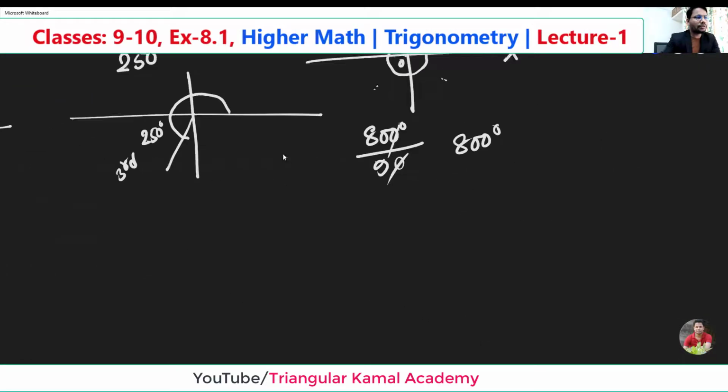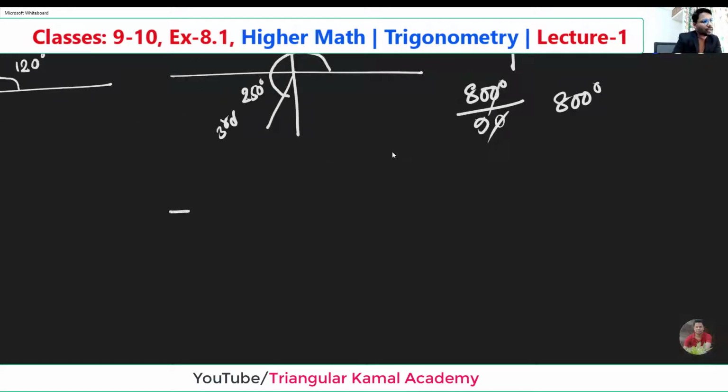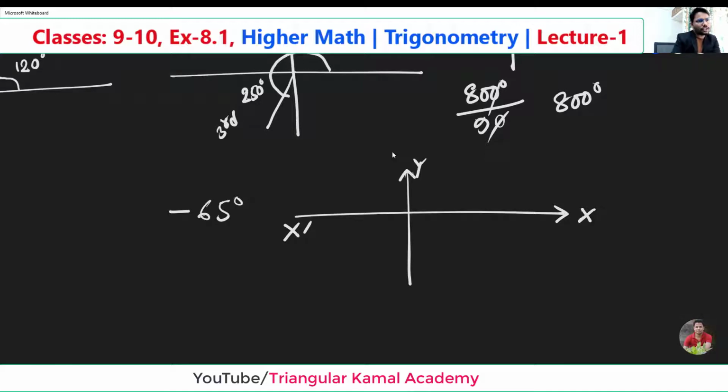Now if we consider minus 65 degrees, minus 65 degrees is a negative angle. A negative angle is always counted clockwise. Suppose this is the positive x, this is the negative x, this is the positive y, and this one is the negative y, and the origin is O. So minus 65 degrees is always counted clockwise. It starts from x and goes downward, and we have to draw it here. This is the minus 65 degree angle. That means minus 65 degrees is in the fourth quadrant.